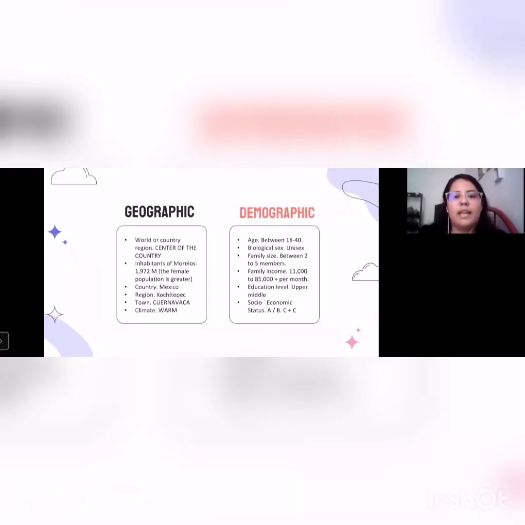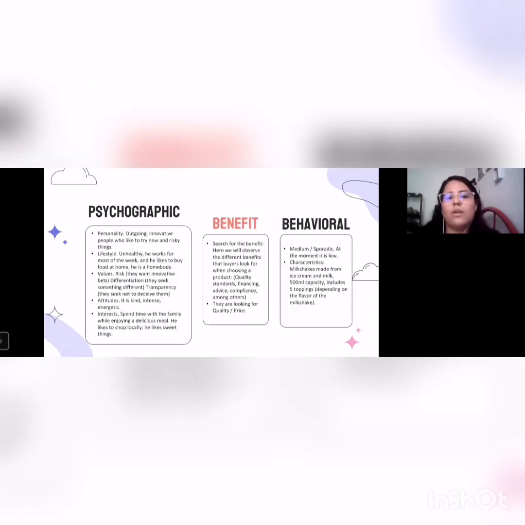and we can see they classify the geographic area or country region as the center of the country. Inhabitants of Morelos is 1,922. The country is Mexico, the region is Xochitepec, the town Cuernavaca, and they have a warm climate. Demographic: age between 18 and 44. Biological sex unisex, family size between 2 and 5 members. Education level upper middle, socioeconomic status A/B, C+ and C.